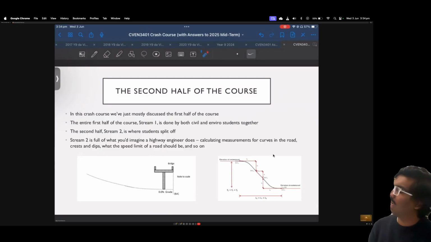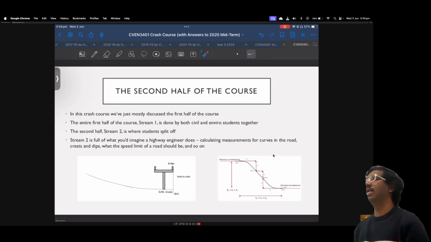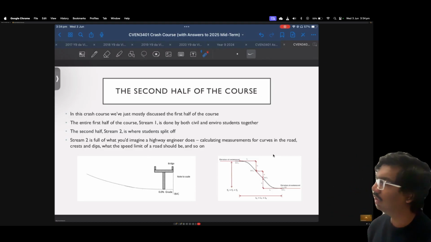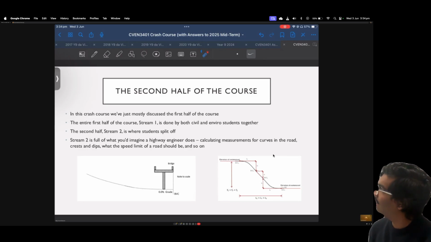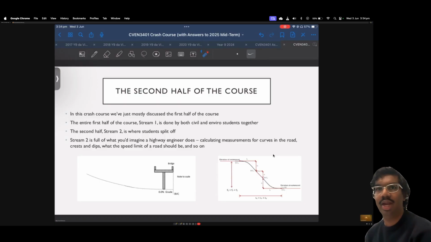So for the second half, anyone here do Enviro, or we just have Civil? All right, that's fine then. The second half of the course is actually different for Enviro. That's why this course is called Sustainable Highway Engineering. I don't think it's a good name for the course because the civil component is not very sustainable. I think the Enviro component is probably why they call it sustainable. The civil component is just normal highway engineering. We don't learn any sustainability.